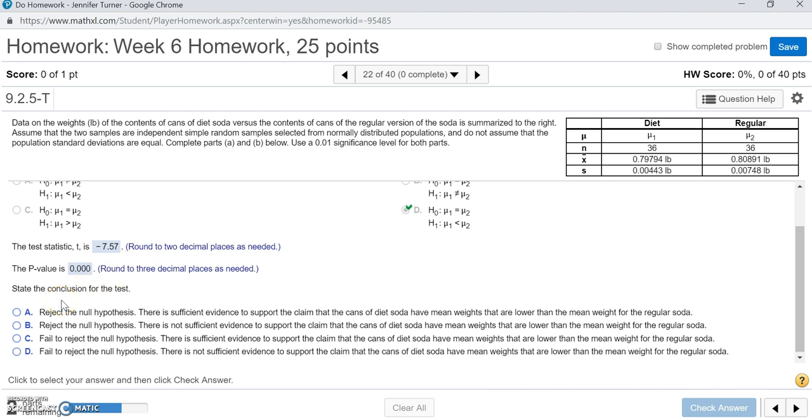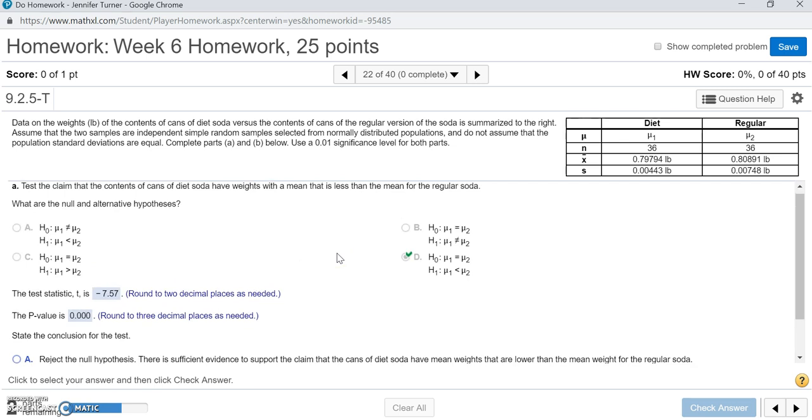That means automatically I know that the answer here has to be either A or B, because C and D say to fail to reject, and I didn't want to do that. So it's either A, reject the null hypothesis, or B, reject the null hypothesis. If I go back up to my original claim, remember the claim was that the diet soda have weights with a mean that is less than the mean for regular soda. And that was what was denoted right here in my alternative hypothesis. My null hypothesis said that the weights were the same. But based on my p-value, I just decided to reject that null hypothesis.